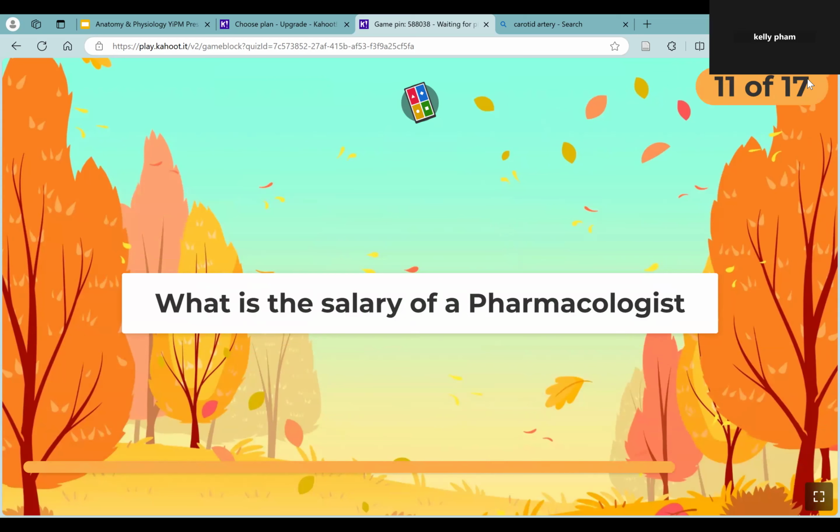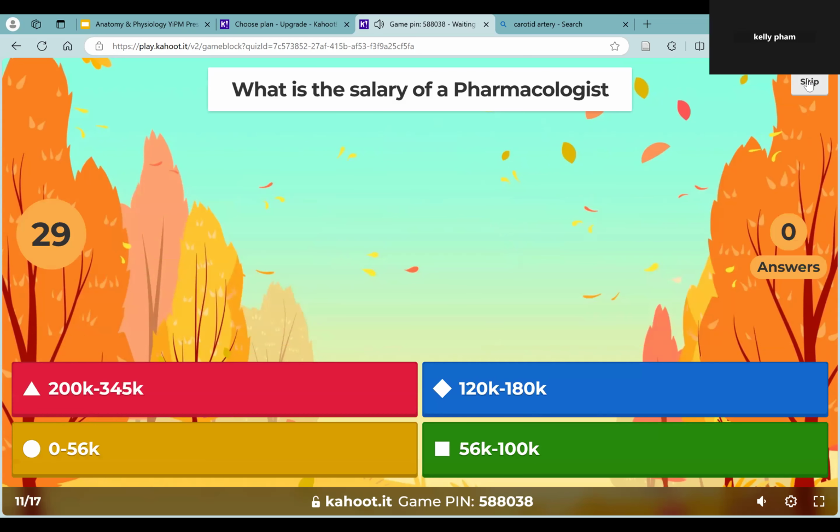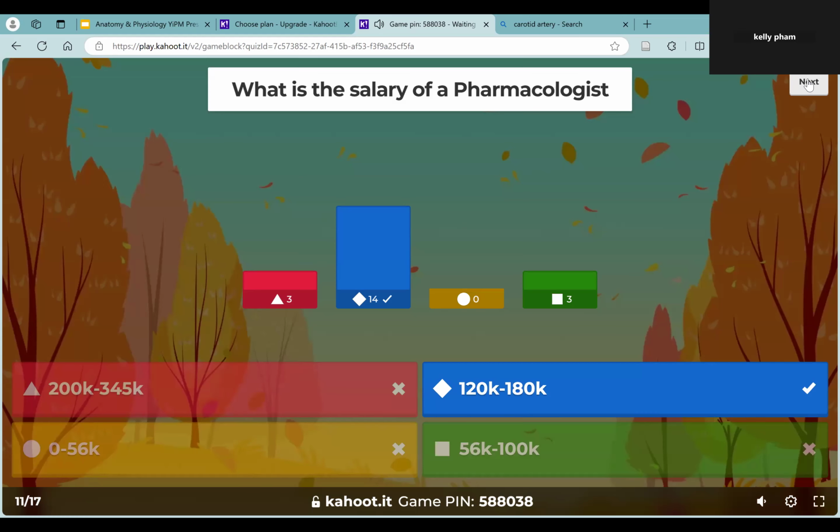What is the salary of a pharmacologist? And so the salary ranges between 120,000 to 180,000.